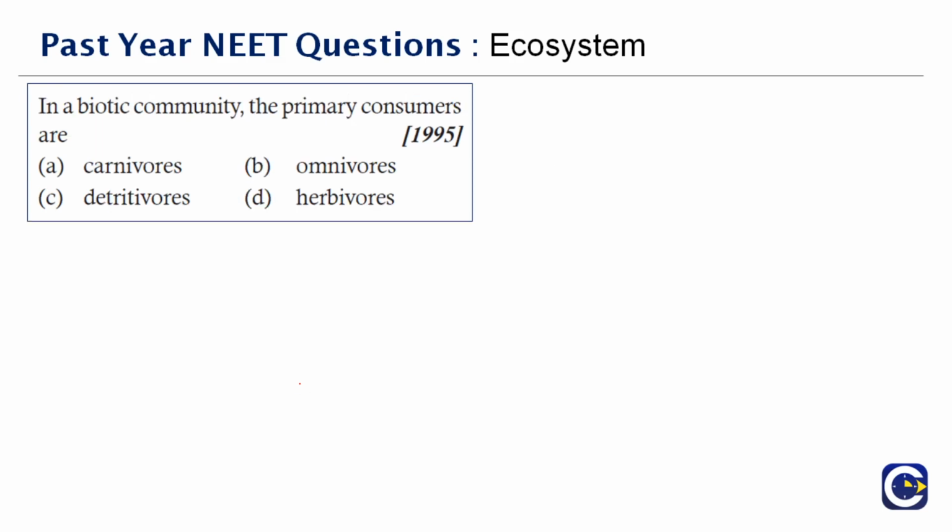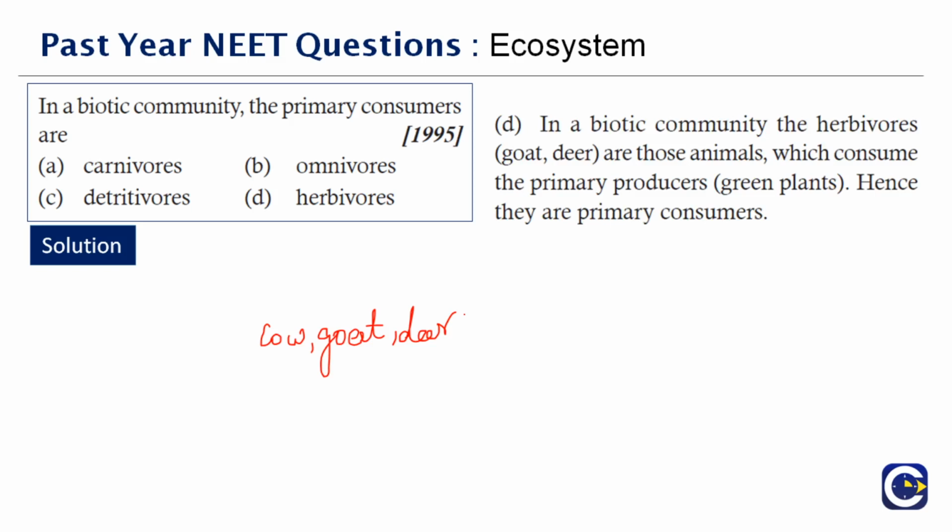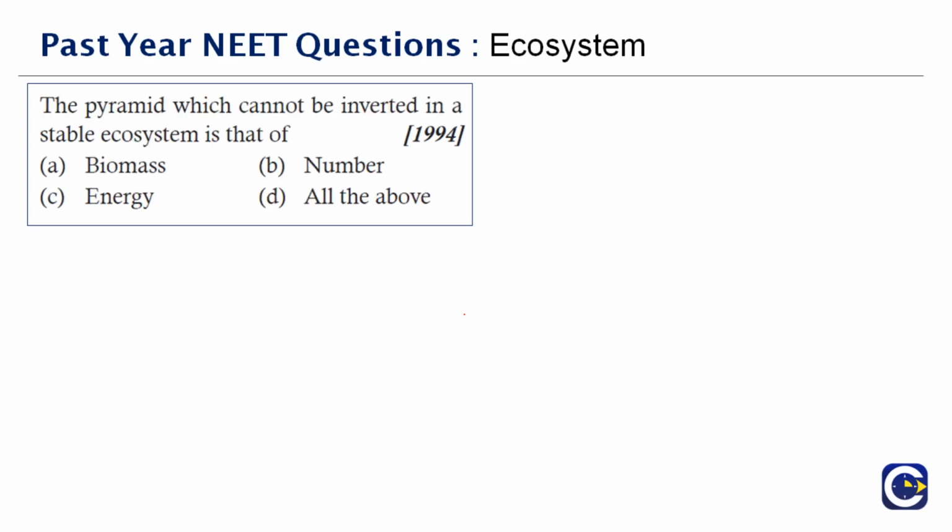In a biotic community, the primary consumers are dash. Very easy question for you to answer, right? The primary consumers are the herbivores. In a biotic community, the herbivores can be any plant-eating animals, a cow, a goat, a deer. They are those animals which consume the primary producers, which are the green plants. Hence they are called the primary consumers. Therefore the correct answer is option D. This question doesn't need much explanation because it's a very easy and direct question. Fine, let's move to the next question.